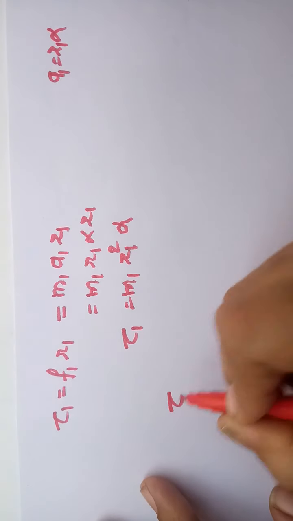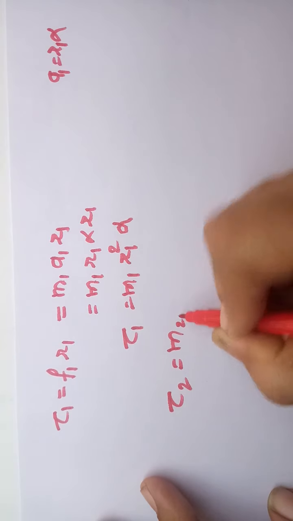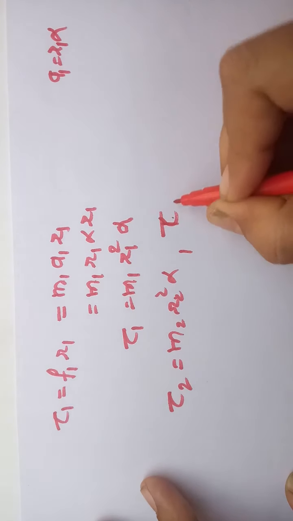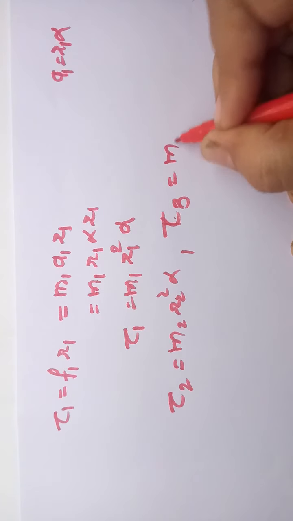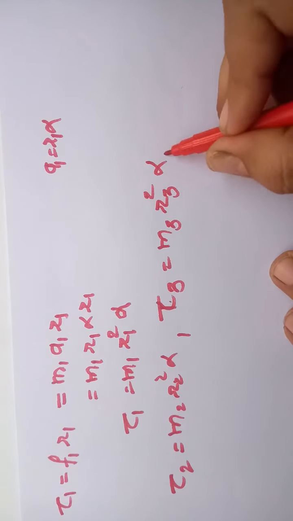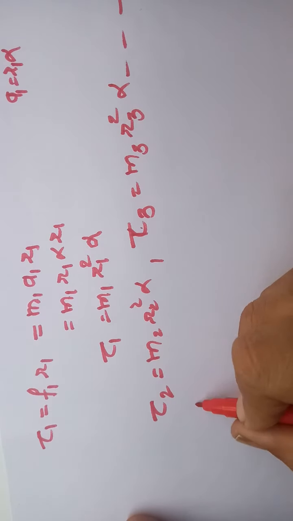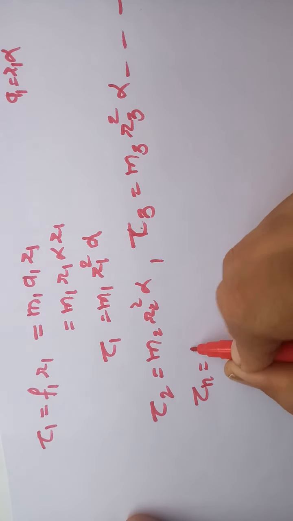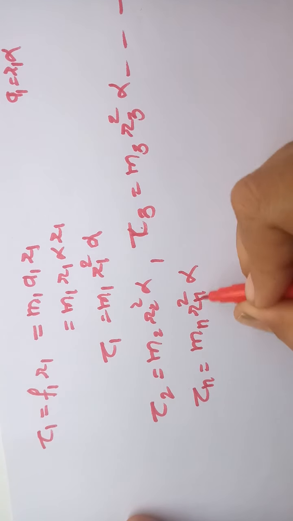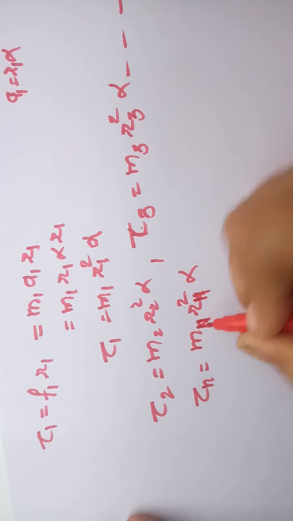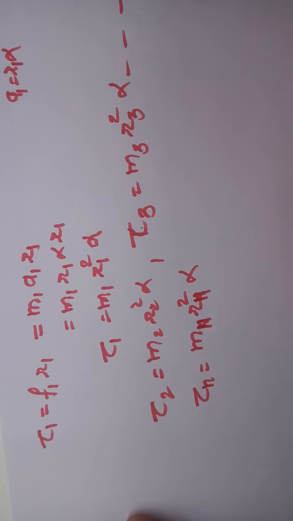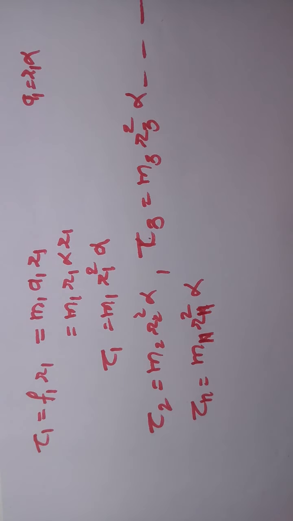Similarly, the torque for the second particle is m2 r2 square alpha. The torque for the third particle we can write as m3 r3 square alpha. And similarly, we can write the torque for the nth particle, that is equal to mn into rn square into alpha. Here we consider the capital N. So we have obtained the torque for the first particle, second particle, up to the nth particle, and we want to find the total torque acting on the rigid body.